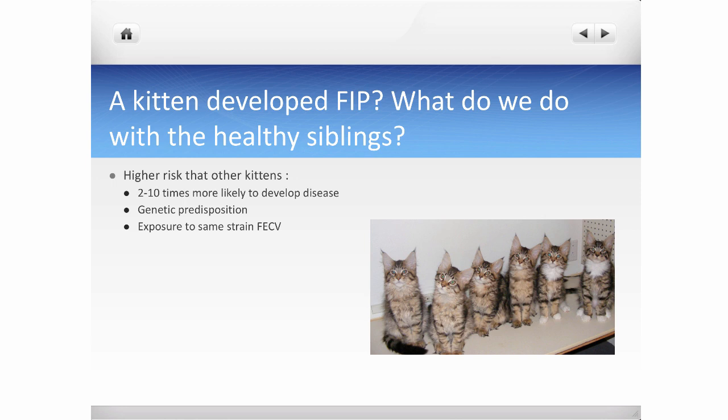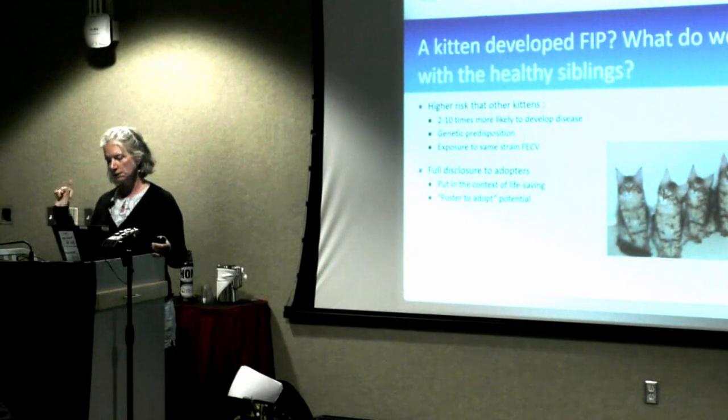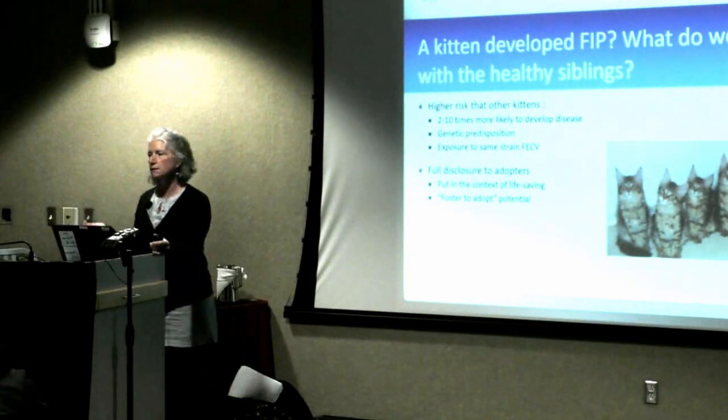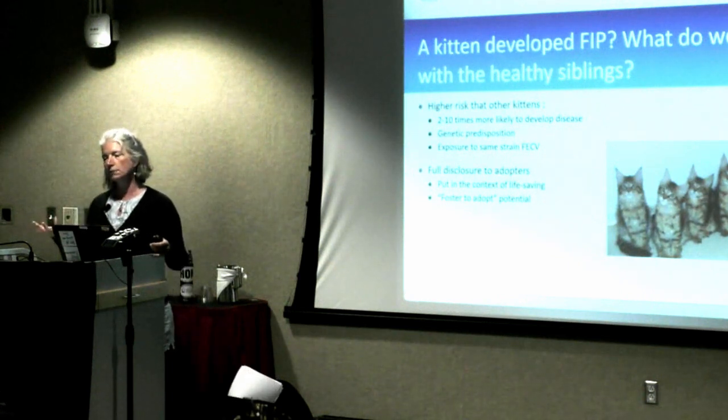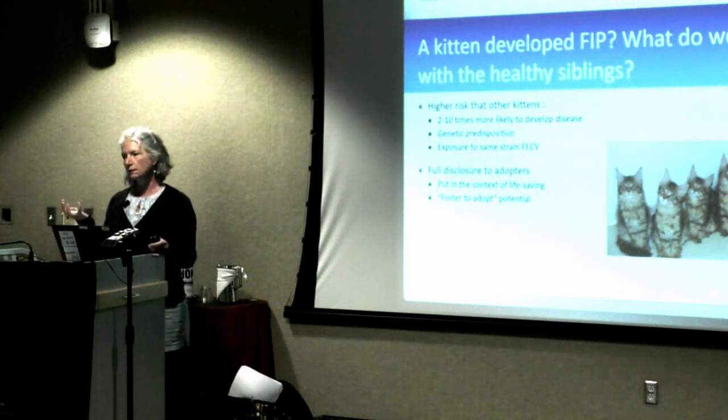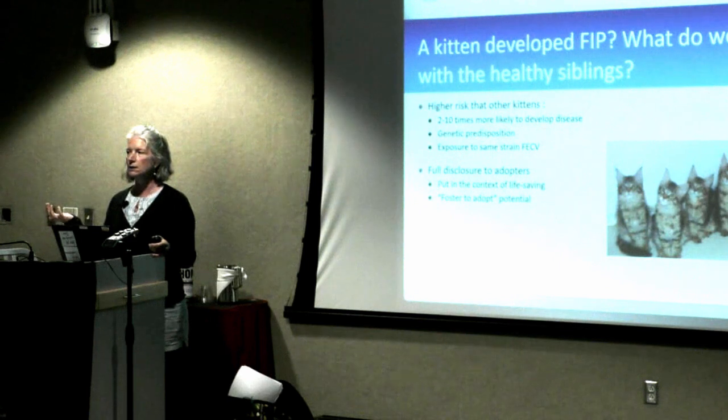And again, I think this is one where we do have a need to provide disclosure to adopters. I always put this in the context of life-saving, because there's a good chance these kittens are going to go on and live perfectly normal, healthy lives. There's a higher risk that they could develop FIP. So I've got templates for various conditions. And this is one where it's like, this kitten was exposed, its sibling developed FIP. This is not considered a contagious disease. We have no indication that this was a contagious strain, that we have no outbreaks.